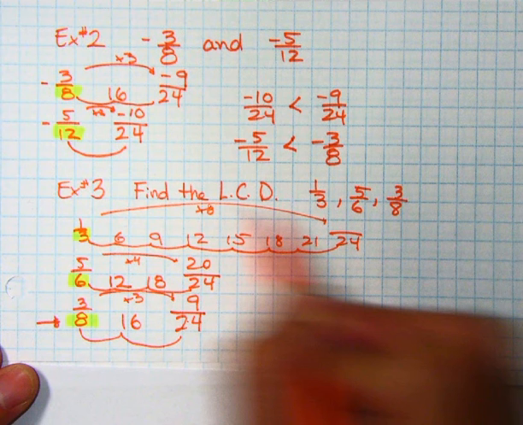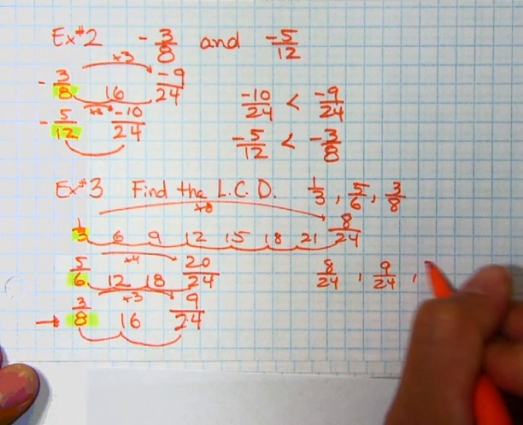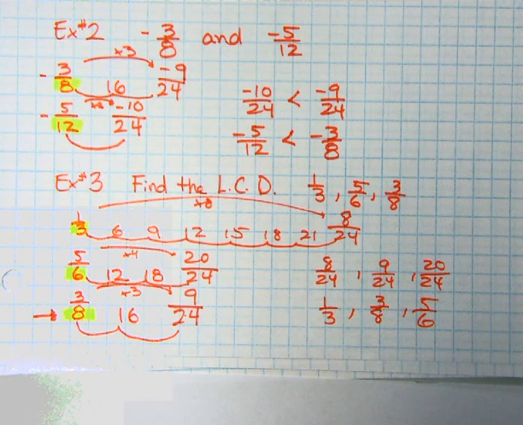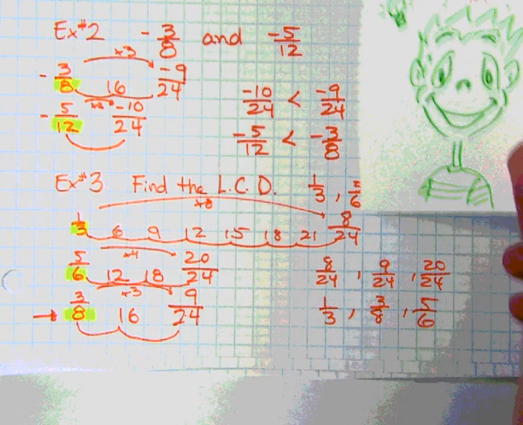And so I can compare these. I can say that 8/24 is first, then comes 9/24, and then 20/24. If I convert those to the fraction they were originally, that's 1/3, then comes 3/8, then comes 5/6. So that's how we compare those. On the next video, we're going to compare mixed numbers. All right, so hopefully you feel more like this guy by now. Aha! I got it. All right, we'll see.